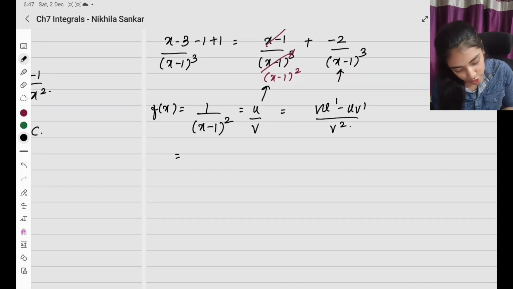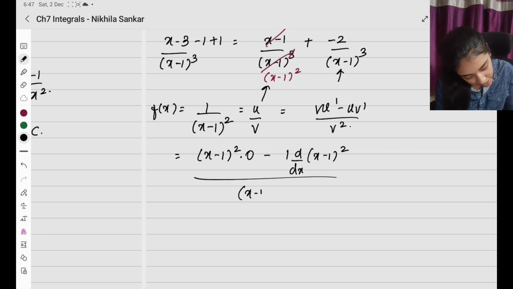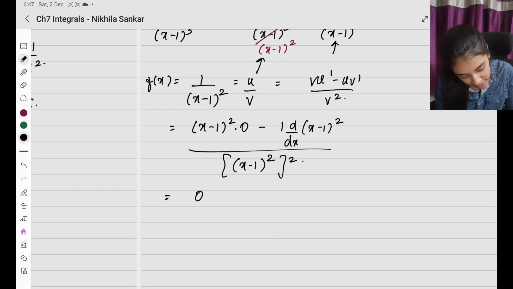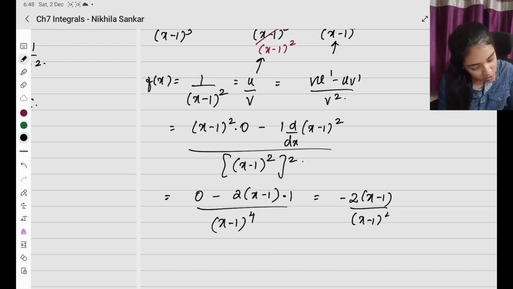So this is going to be vu dash, which is x minus 1 the whole square times u dash 0, minus uv dash, which is 1 times d by dx of x minus 1 the whole square, divided by x minus 1 the whole square times the whole square. v square இல்லையா, x minus 1 the whole square. So this is nothing but 0 minus d by dx of x minus 1 is going to give me 2 times x minus 1 times 1. x minus 1 derivative is 1, divided by x minus 1 the whole power 4. So this is minus 2 times x minus 1 divided by x minus 1 the whole power 4.